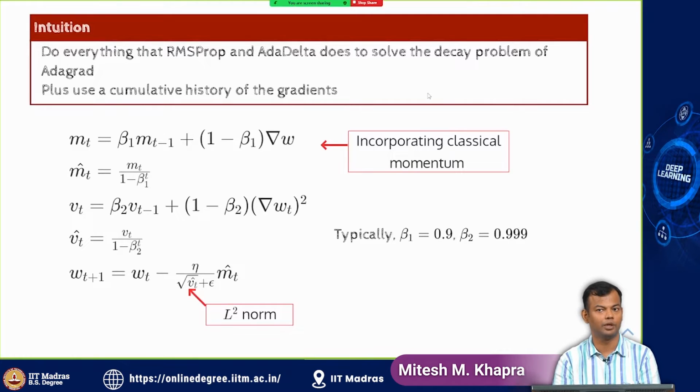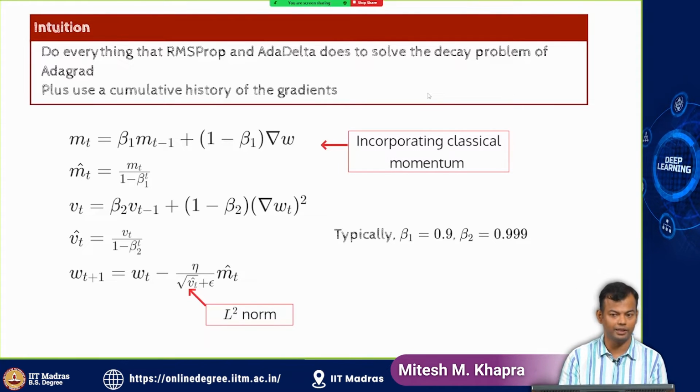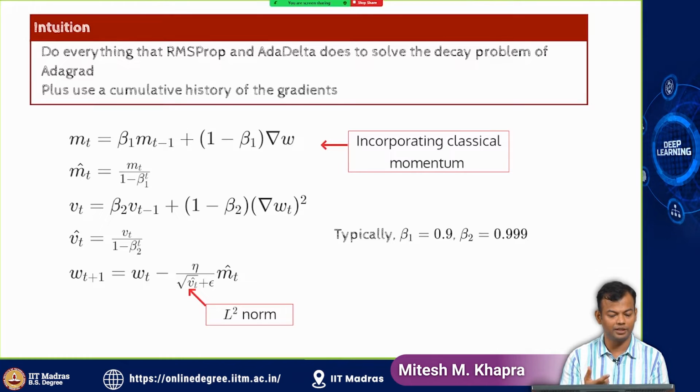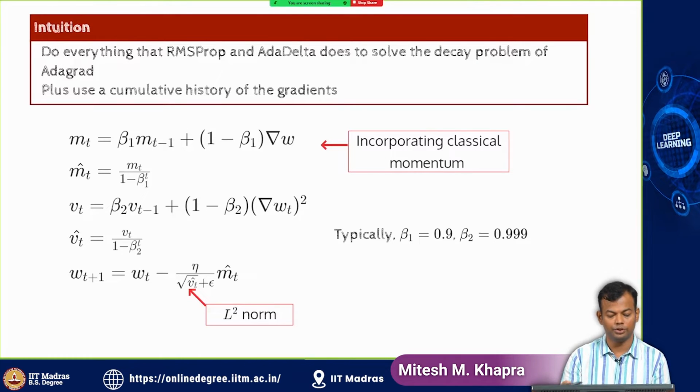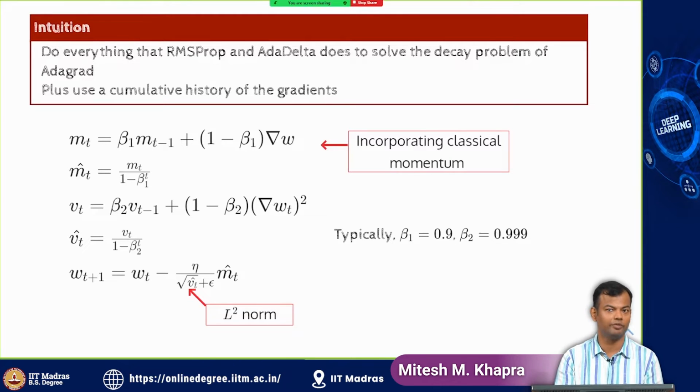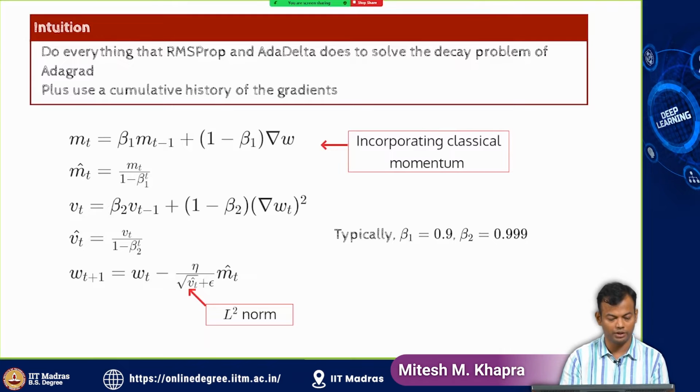And typical values for beta 1 and beta 2 are: beta 1 is 0.9 and beta 2 is 0.999. Since beta 2 is 0.999, this 1 minus beta 2 is essentially a very small quantity, right? So you're taking a very small fraction of the current gradient.